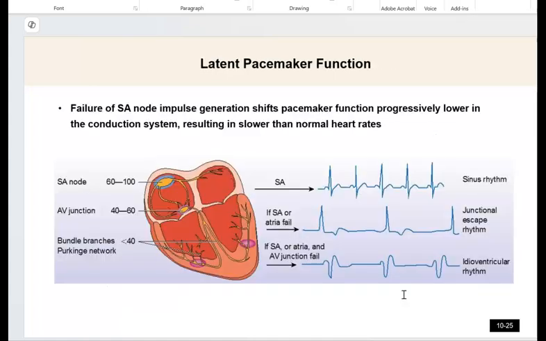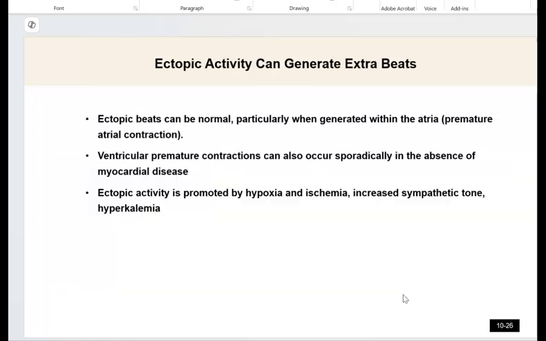This image in your book here is just a nice visual for us to see that the failure of the SA node to generate will shift the pacemaker to a progressively lower part of the conduction system. So the SA node at the top should give us sinus rhythm. If the SA fails, we go to a junctional rhythm, and if the junctional rhythm fails, we go to an idioventricular rhythm.